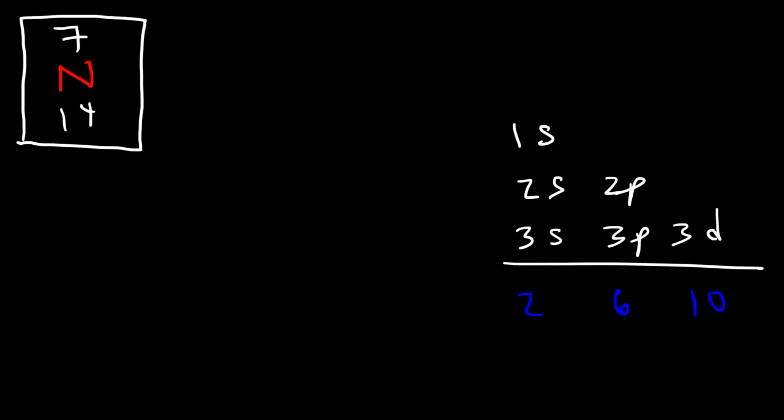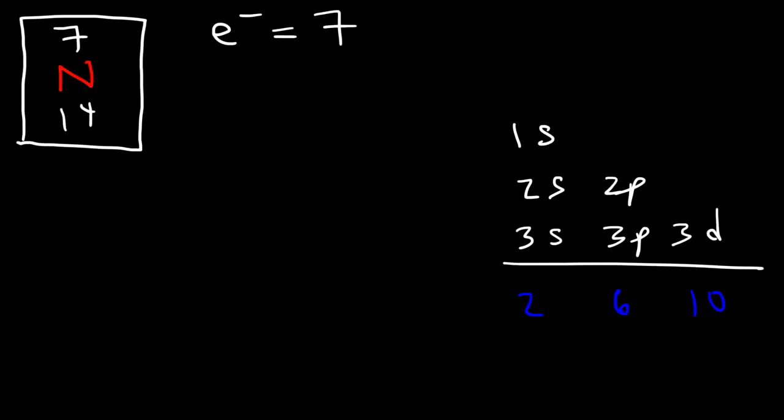For an atom of nitrogen, it contains 7 protons and 7 electrons, but we're focused on the number of electrons because we're writing the electron configuration. For ions, that number could differ, but for atoms, you just need to focus on that number. So the number of electrons in this problem is 7.